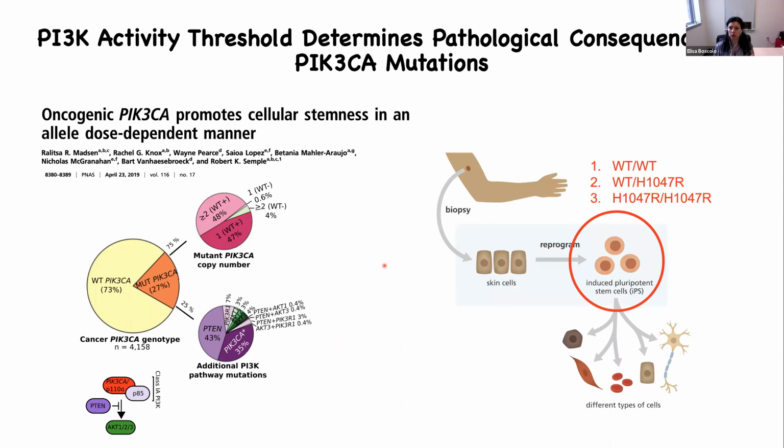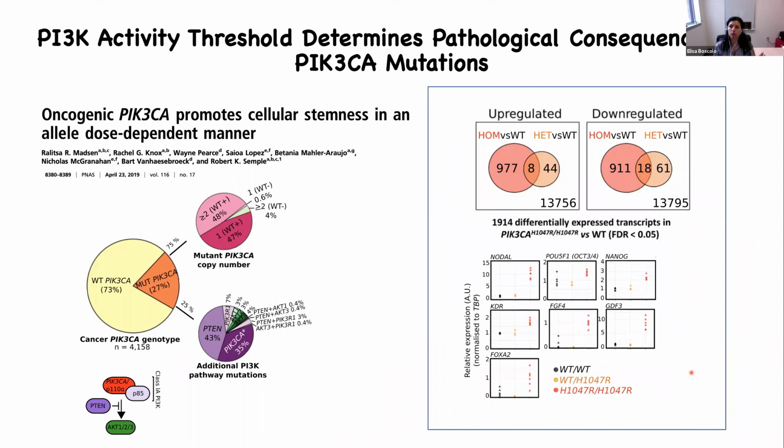And to show the differences between a heterozygous and homozygous mutation, they have taken a biopsy of skin cells and reprogrammed them to become induced pluripotent stem cells. And then they CRISPR in the mutation as a heterozygous or homozygous. And they have looked at the differentiation of the induced pluripotent stem cells into the different lineages, and also they have looked for differentially regulated genes, upregulated and downregulated, and they performed the two following comparisons: homozygous versus wild type and heterozygous versus wild type.